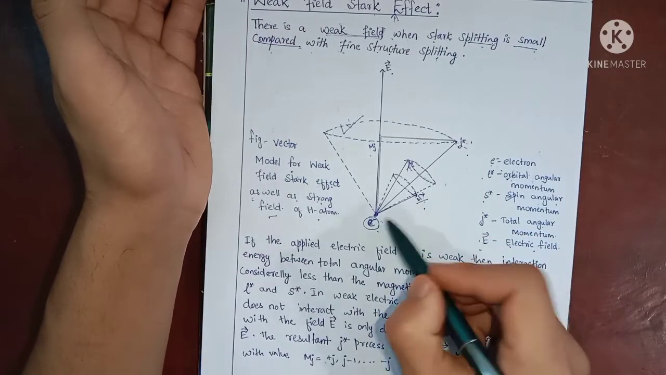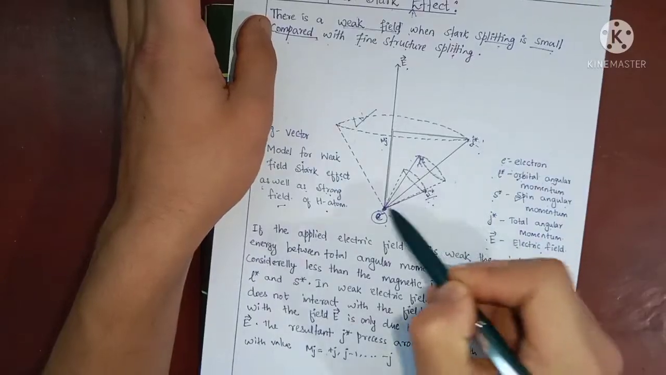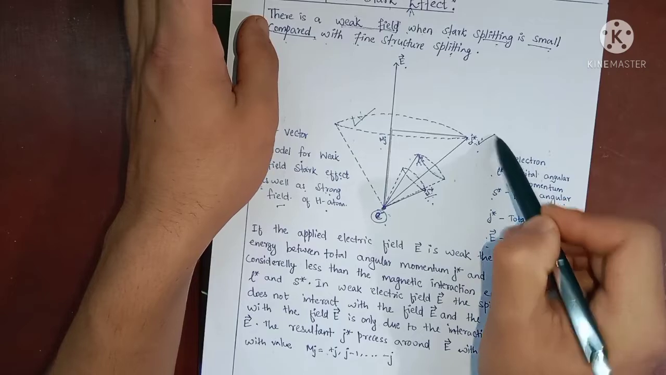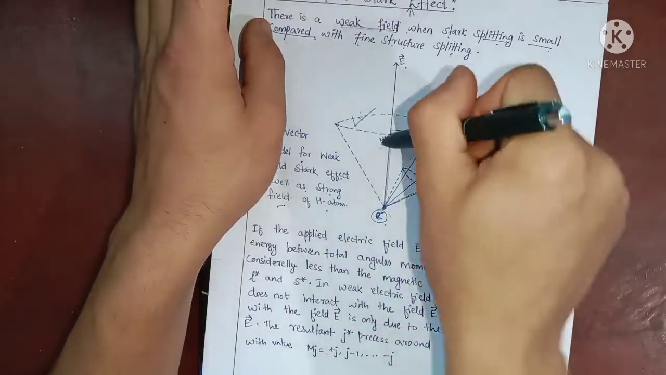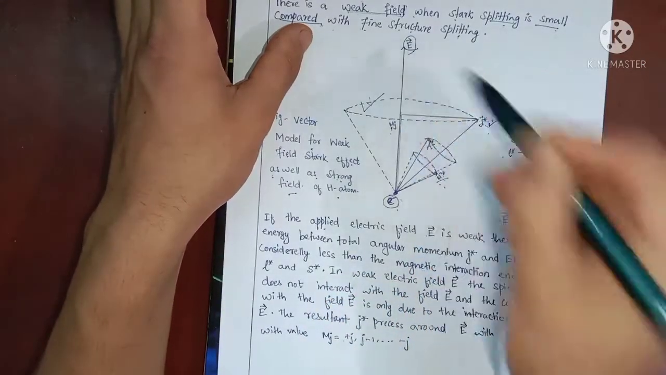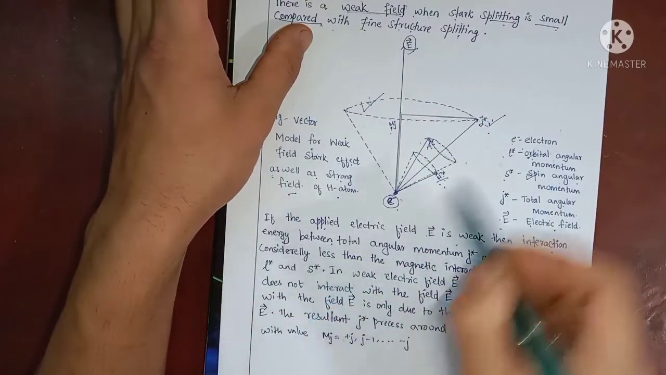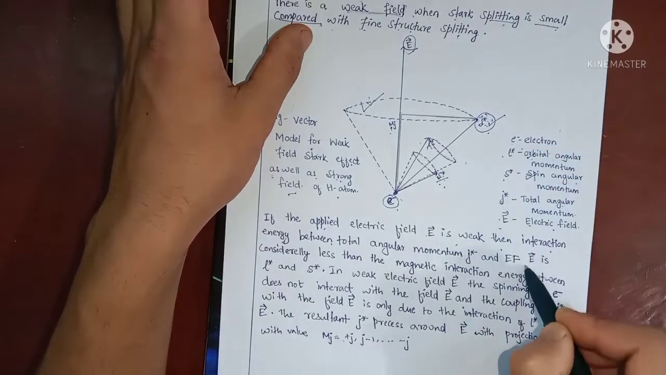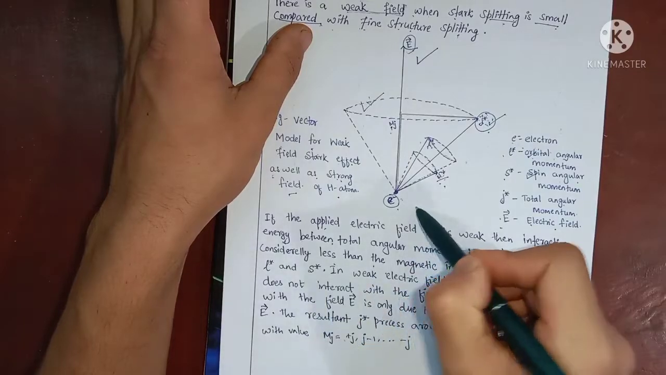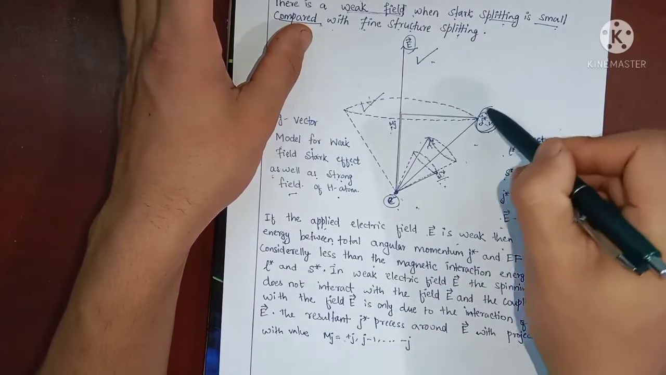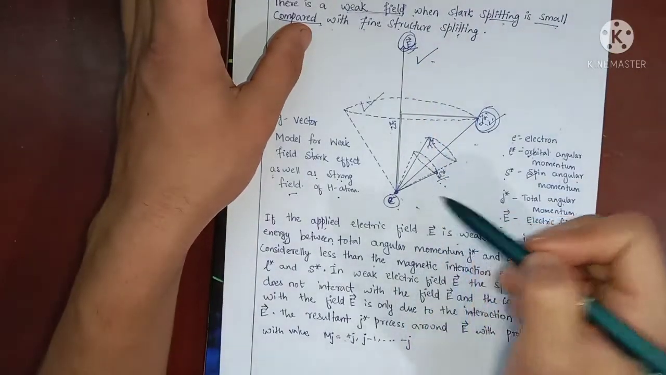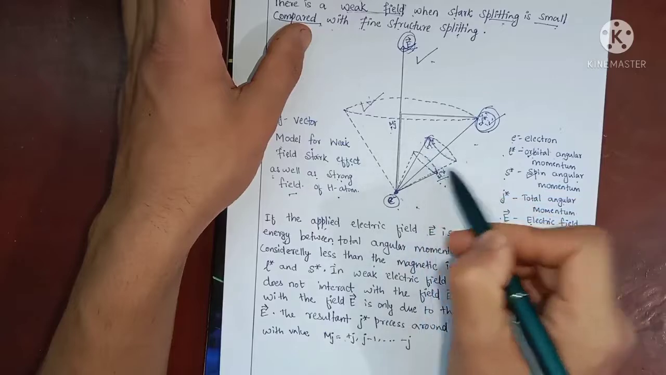By the resultant of these two angular momenta, we get the final angular momentum, that is the total angular momentum, whose projection is mj. If we apply an electric field E, the interaction energy between the total angular momentum and the applied electric field is weak, considerably less than the magnetic interaction energy between the spin angular momentum and the orbital angular momentum.